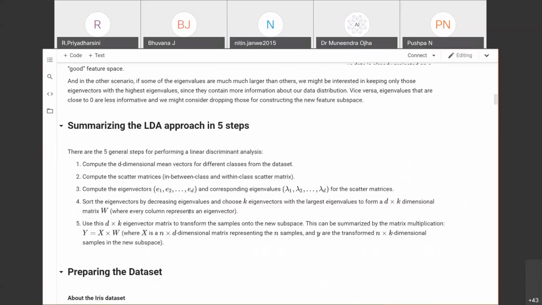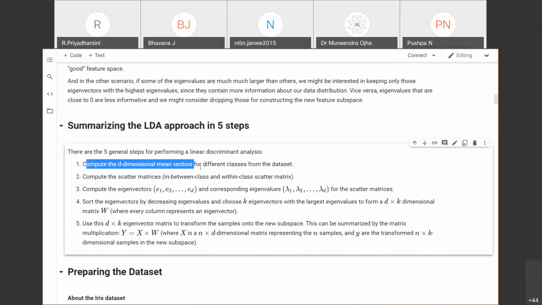Now, we will summarize LDA in 5 steps. The first one is to compute the d-dimensional mean vector for the different classes of the dataset. Now, what is a mean vector? For every feature, we will calculate the mean.